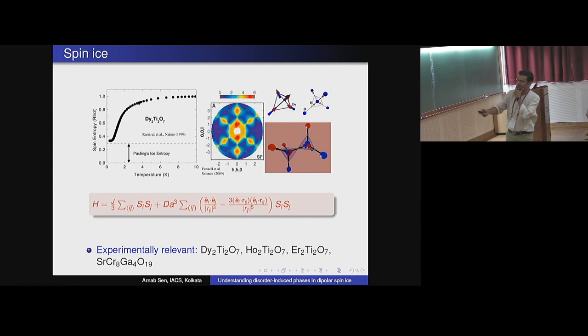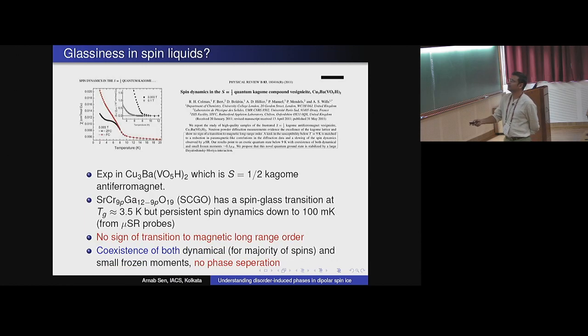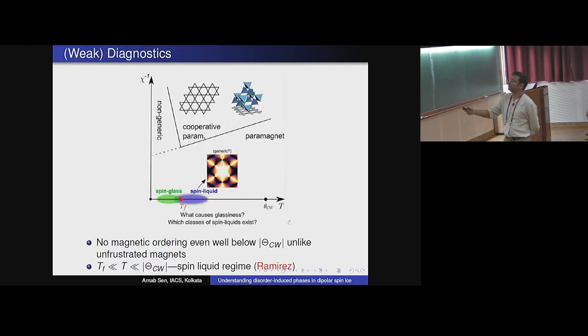So then this is nothing but a nearest neighbor Ising-like interaction on a three-dimensional lattice. Actually, I forgot to mention that. These spin-ice compounds live on these three-dimensional frustrated lattices. This lattice in particular is made of corner-sharing tetrahedra. This is called the pyrochlore lattice. And the two-dimensional version of it, which is made of corner-sharing triangular units, is called the Kagome lattice.